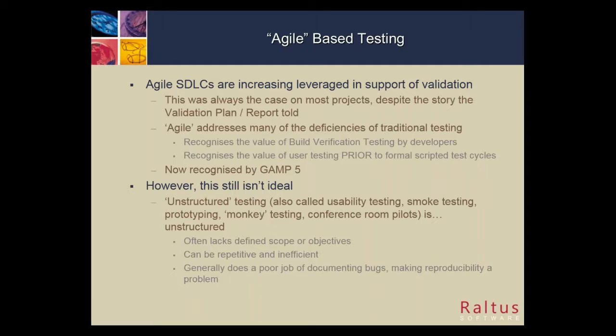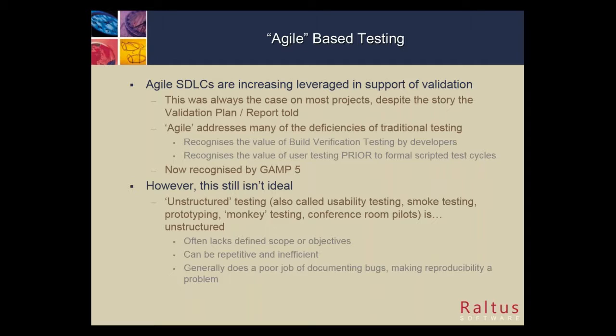GAMP 5, which has been around for a good number of years now, does recognise that we can adopt essentially any SDLC as long as it's defined, as long as it's got appropriate quality control built in. And we're seeing more and more organisations leveraging Agile to do some of this early testing. Whatever we call it, whether it's conference room pilots, smoke testing, ability testing, I even have one customer who refers to it as monkey testing, i.e. just getting monkeys to press keys at random on keyboards.